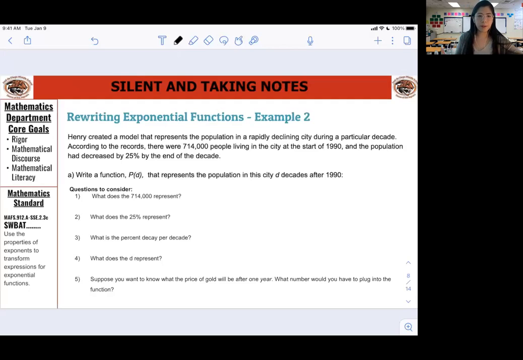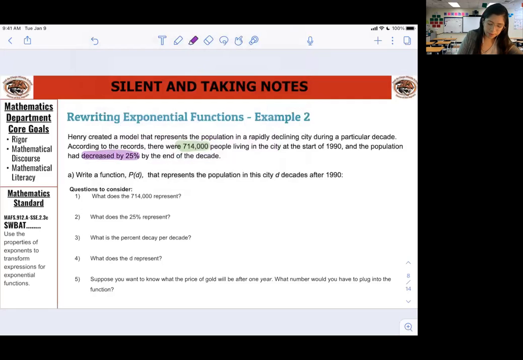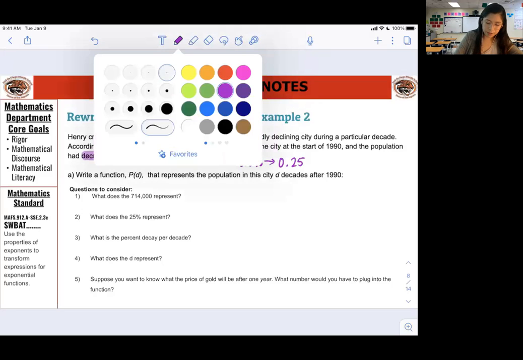So we're going to start with writing a function. It says write a function P of D that represents the population in this city D decades after 1990. So what's my starting amount? 714,000. My percentage is 25 and it's decreasing. So I start with the percentage. What's 25% as a decimal? 0.25. And here we go, let's write this function.